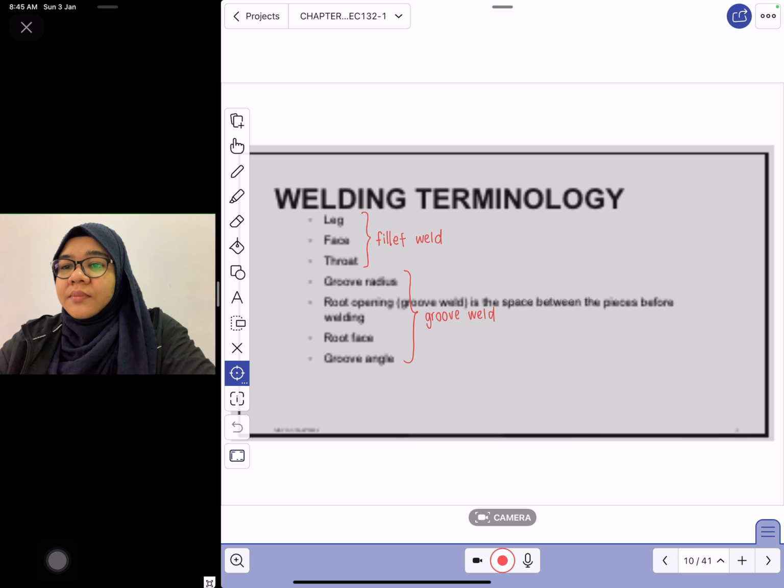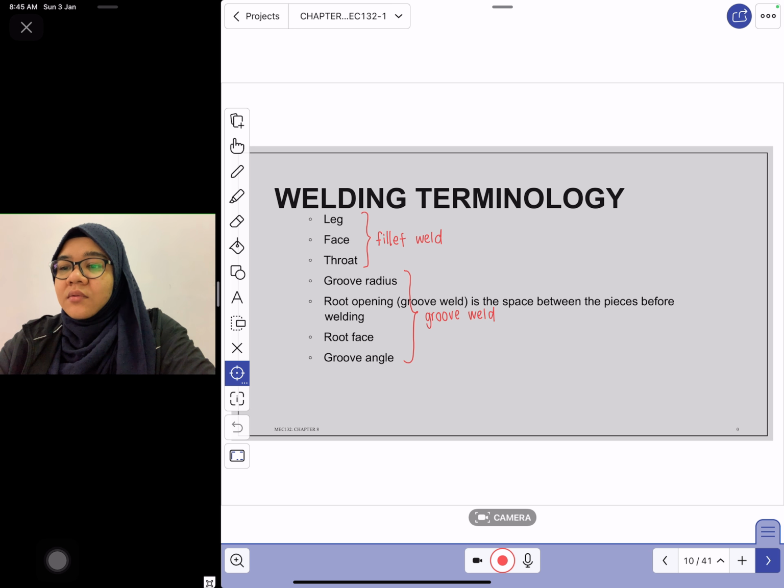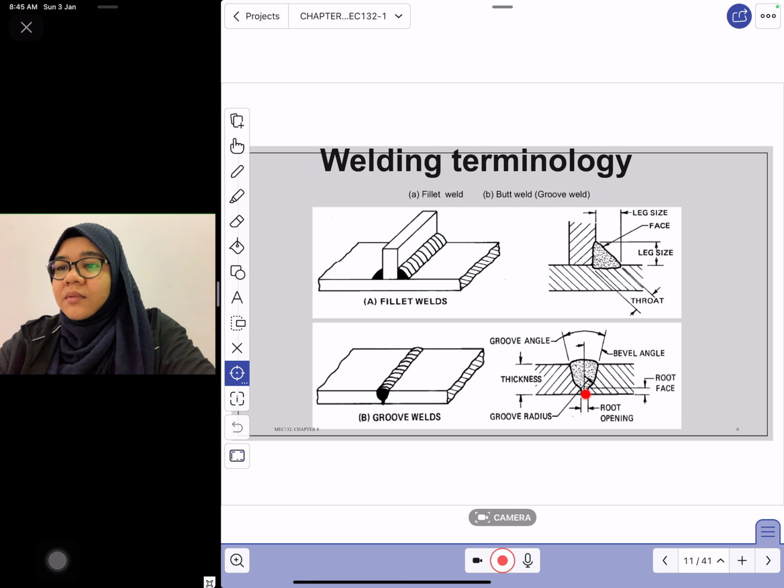And then kita ada apa lagi? Root face dengan groove angle. So root face yang bahagian bawah ni, and then groove angle kat atas ni lah. Kalau dia besar mungkin dia straight macam tu, dia jadi V, ataupun mungkin jadi J sebelah. Dan kita tengoklah dekat sini bacaan dia, reading dia ataupun dimension dia.